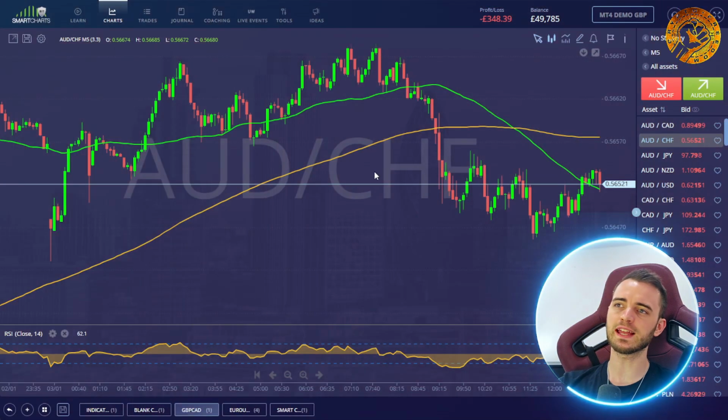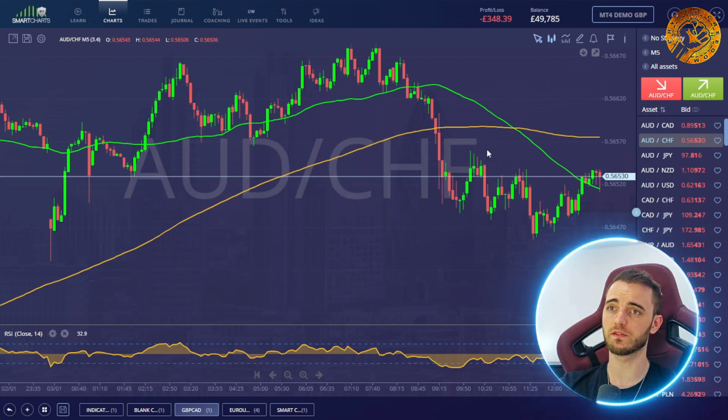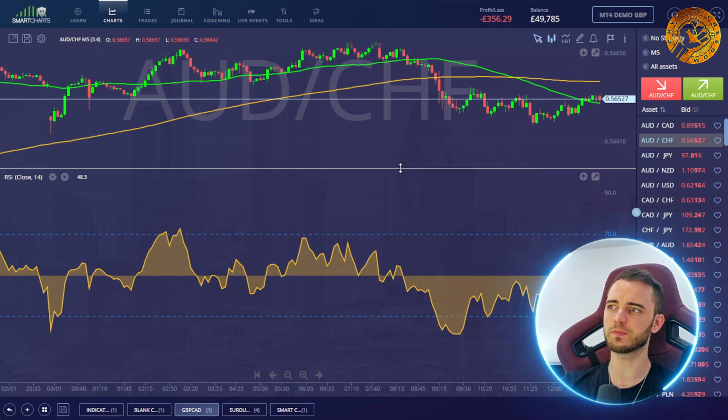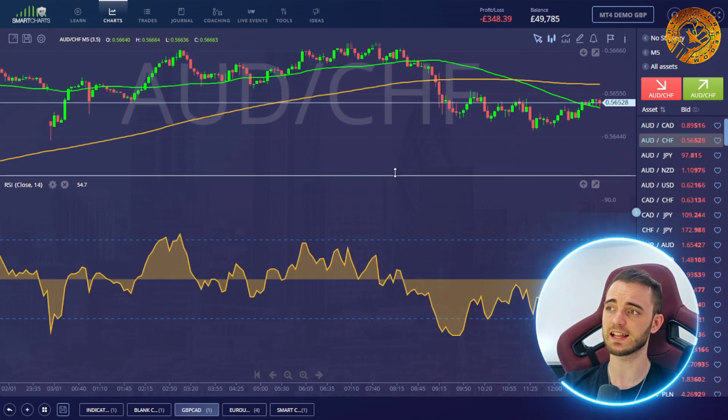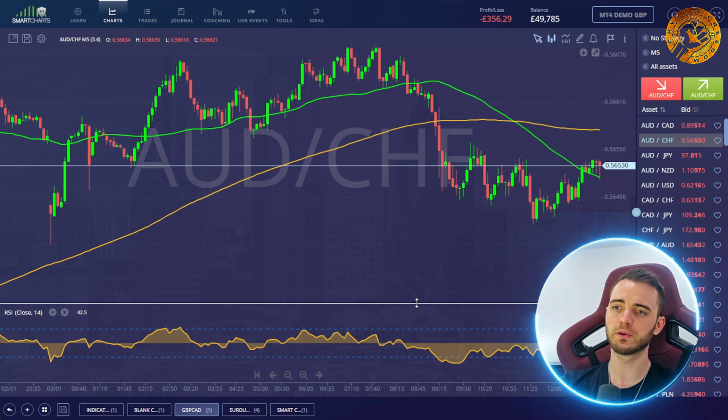So here we can see we are in SmartCharts, and yes, we have two indicators on the screen right now. We've got our moving averages here, the 50 and the 200 SMA, but we're not going to talk too much about this today. The main focus is going to be on the relative strength indicator, and this is RSI, and there's many ways you can use this to actually avoid getting into bad trades, but also targeting really profitable scalps.